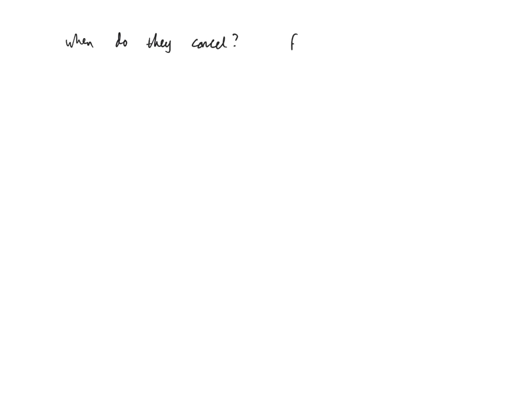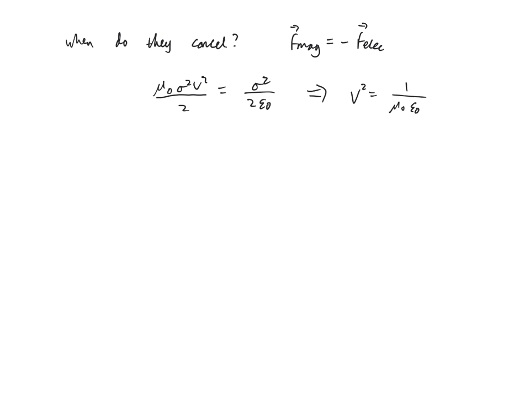So what I mean is, when does the magnetic part of the force equal minus the electric part of the force, so that the net force is equal to 0? Well, we can just do a quick back-of-the-envelope calculation. And what we find is that the velocity squared has to be, for this to happen, 1 over mu naught epsilon naught. And as we know, this is actually the speed of light squared.